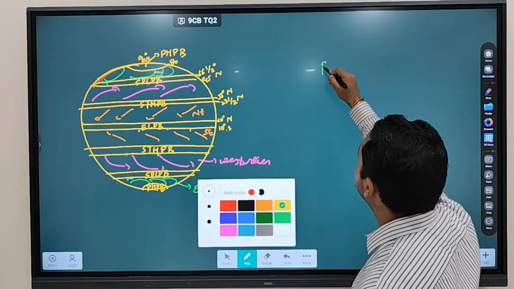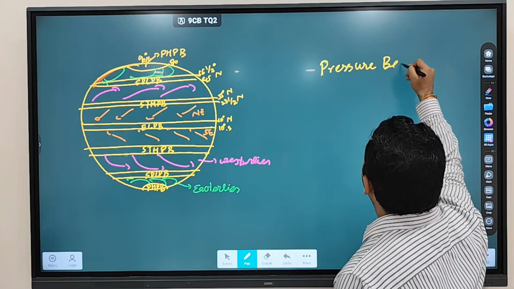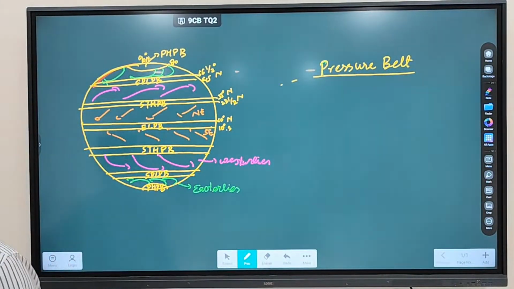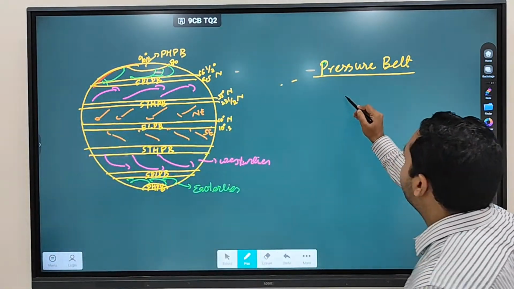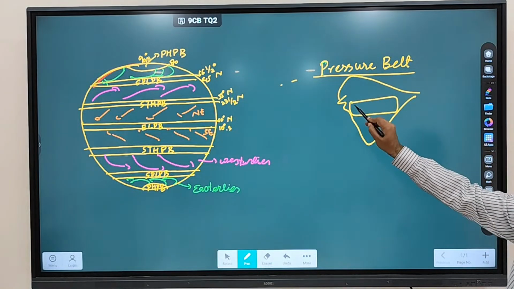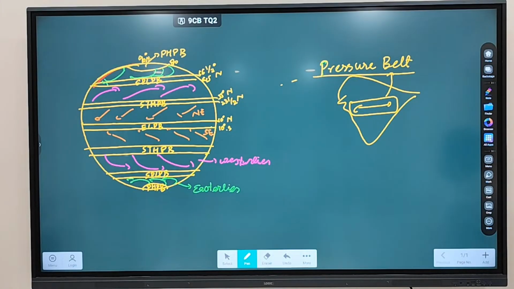What is pressure? We discussed that it is force per unit area. So when there is a uniform pressure throughout a region, let's say this is India, then it is going to be called a pressure belt.